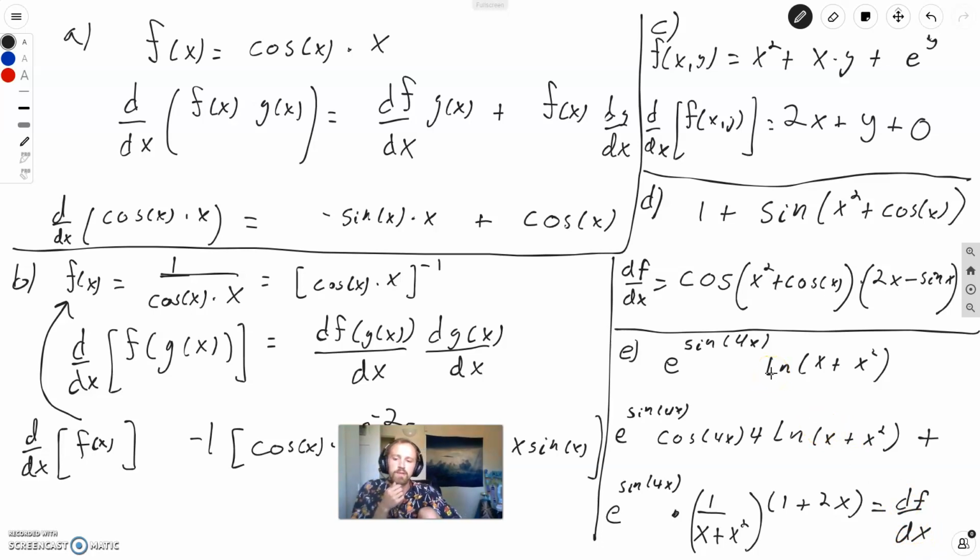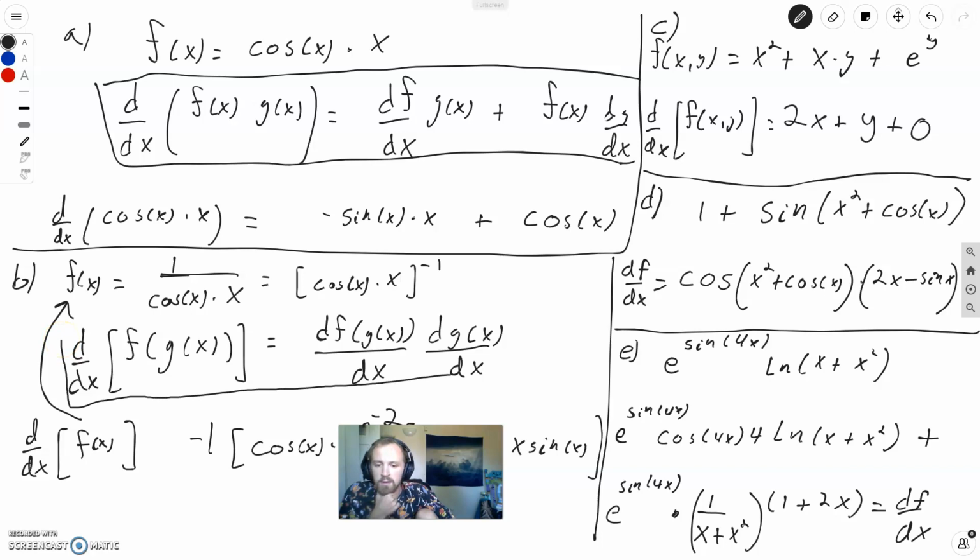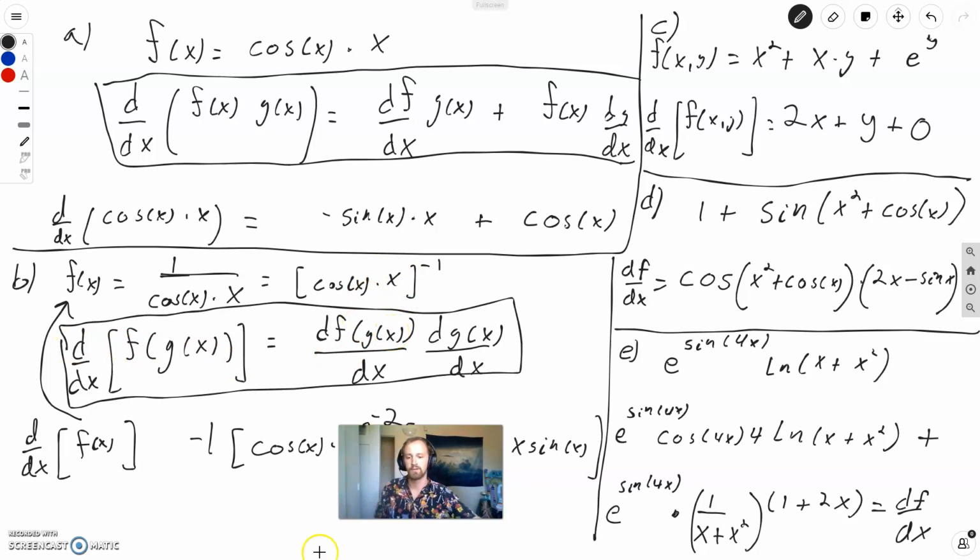Really the only rules you need to know are the product rule, which is right here, and the chain rule. Sometimes people call the product rule integration by parts instead of the product rule, but same thing. Also, sometimes people talk about a quotient rule as well, but you see that the quotient rule is just the same thing as a chain rule.